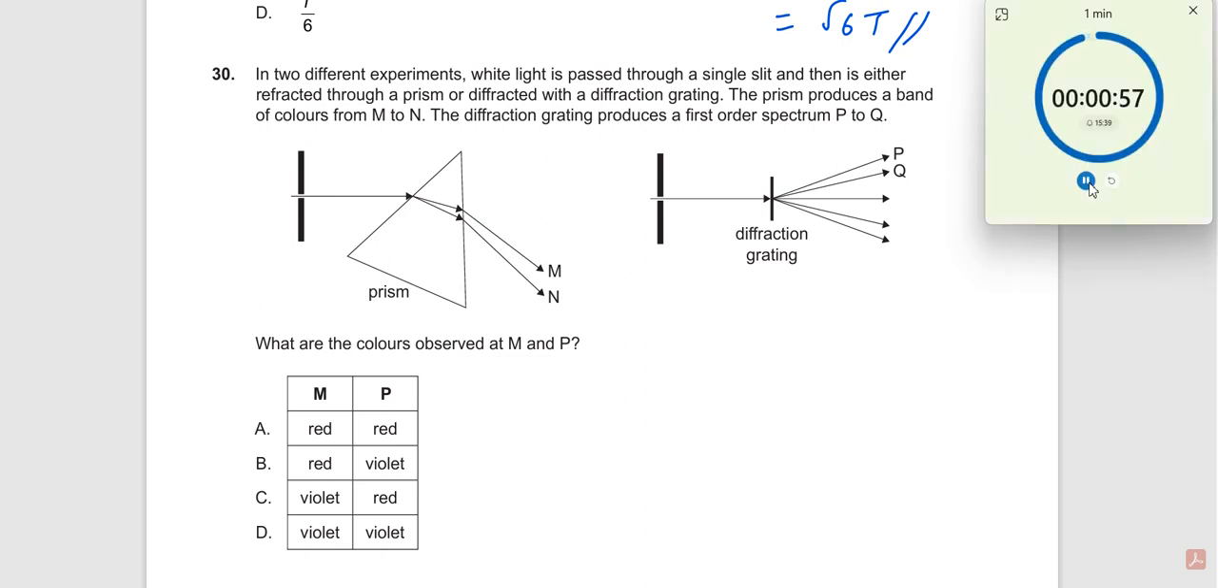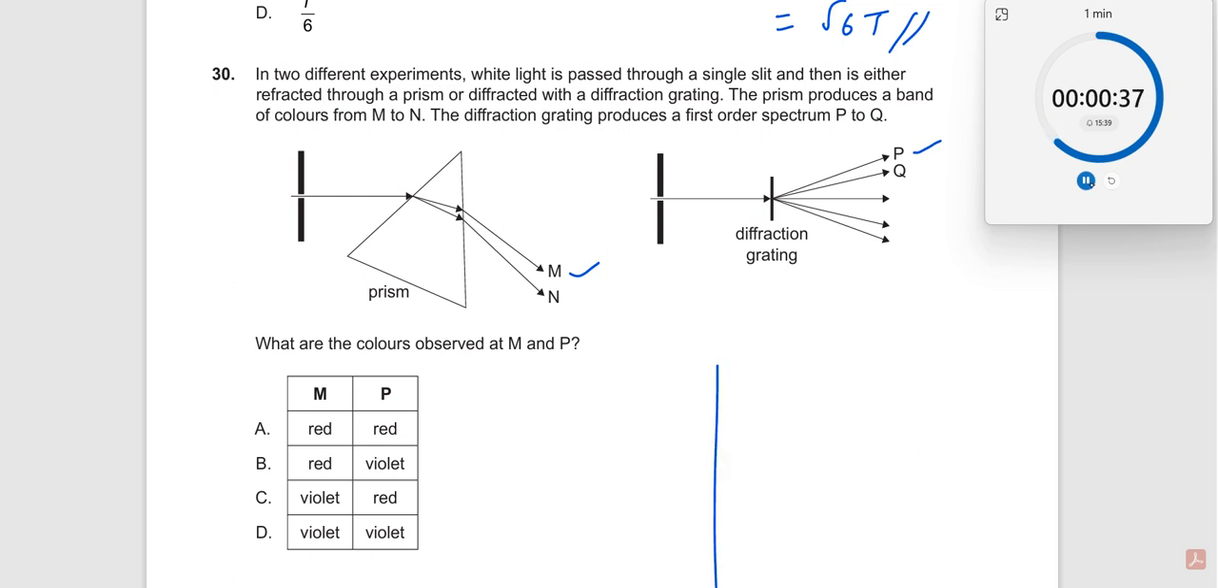Right. So, in two different experiments, white light enters through a prism, and two rays come out, so dispersion is taking place. Diffraction grating also, white light passes through it, dispersion taking place. So, what are the colors observed at M and P? Between M and P. So, he is asking you this.